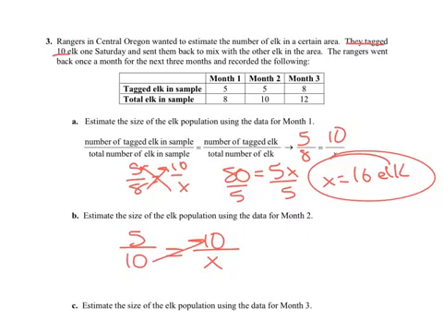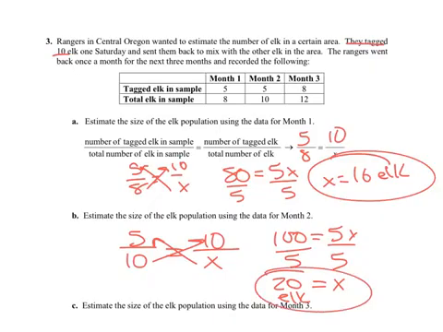So we've got 10 times 10, that's 100. And then 5 times x, which is 5x. And we're going to divide both sides by 5. And this is going to give me the estimated population for this elk herd, using the data for month number 2. So x equals 20 elk. So using the data from month number 2, that is the estimated population for the elk in this herd.